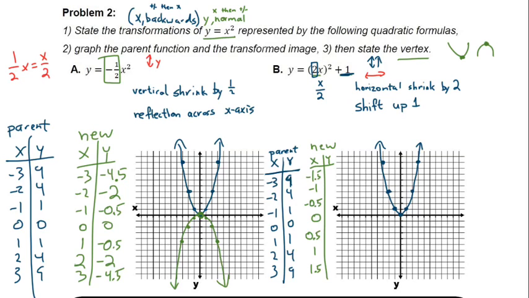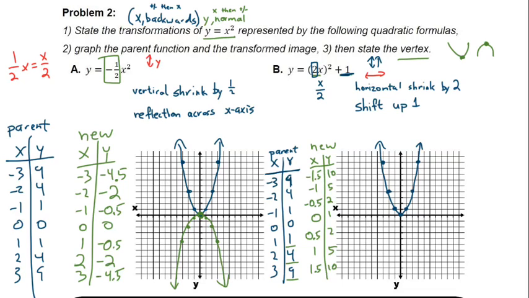And then we have to add 1 to all of our y's. That's not so bad. So 9 plus 1 is 10. 4 plus 1 is 5. 1 plus 1 is 2. 0 plus 1 is 1. 1 plus 1 is 2. 4 plus 1 is 5. 9 plus 1 is 10. I'm going too fast for my mouth to keep up. Okay, so there's your new function.